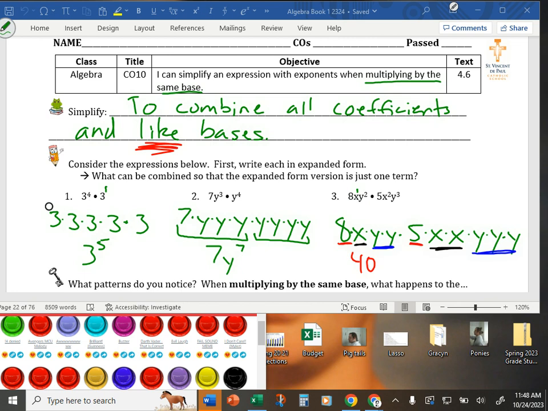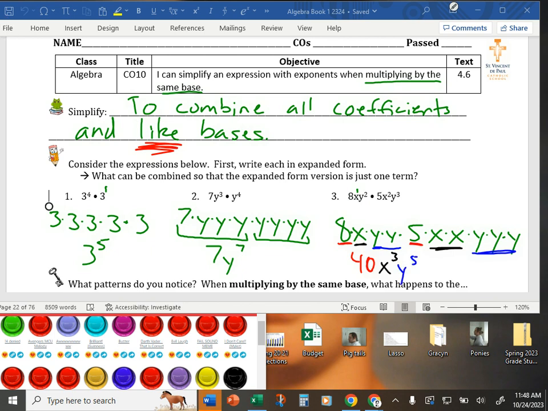How many x's do we have in all? 3. How do we write that? 3, X cubed. I don't want it in green. I want to use black here. X cubed. And how many y's do we have in all? 5. 1, 2, 3, 4, 5. So y to the 5th.